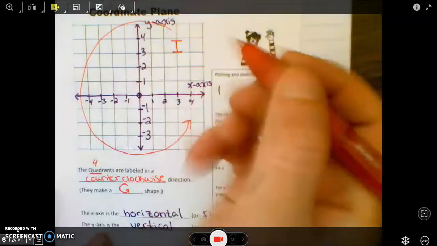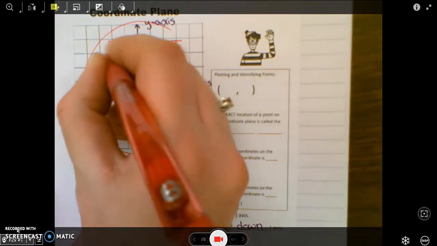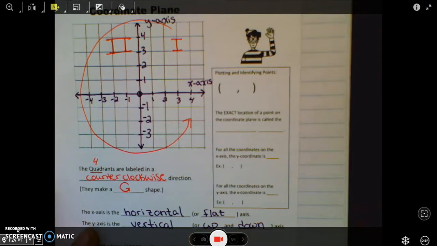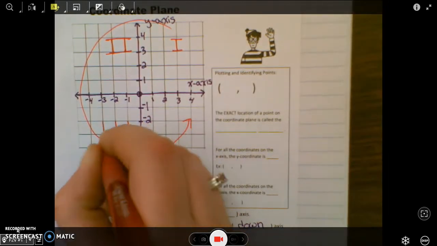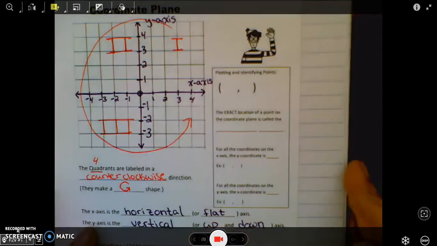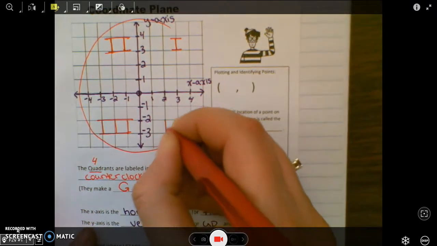So after 1 would come 2, and so I'm going to write this with a Roman numeral as well, so it looks like 2 capital I's. Then quadrant 3 is going to look like 3 capital I's. Quadrant 4 is a little bit different. Quadrant 4, instead of 4 capital I's, is actually an I and a V.